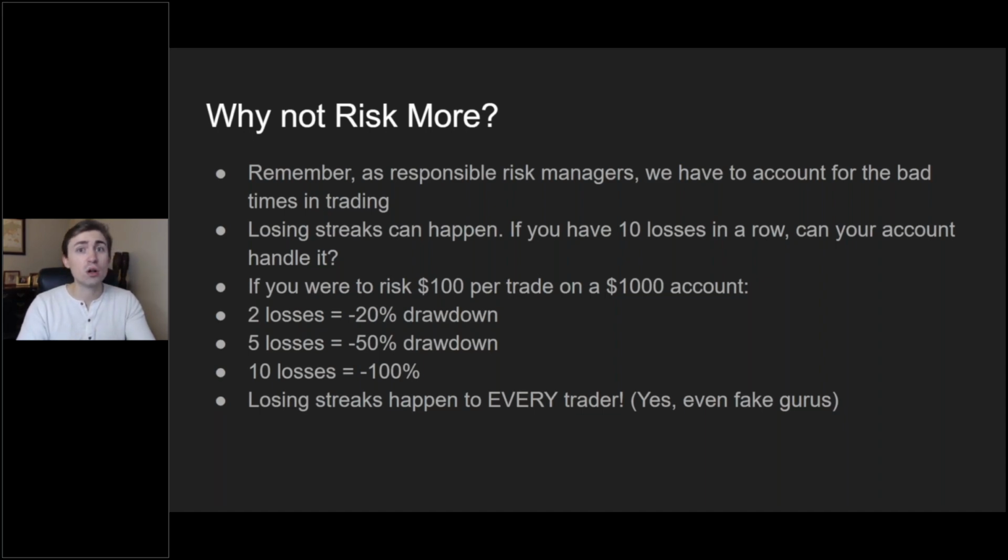So risking small will, in most cases, keep us out of those desperate situations. So 10 losses is going to blow the account. 5 losses is going to get you roughly a 50% drawdown. And that's the thing we need to account for.